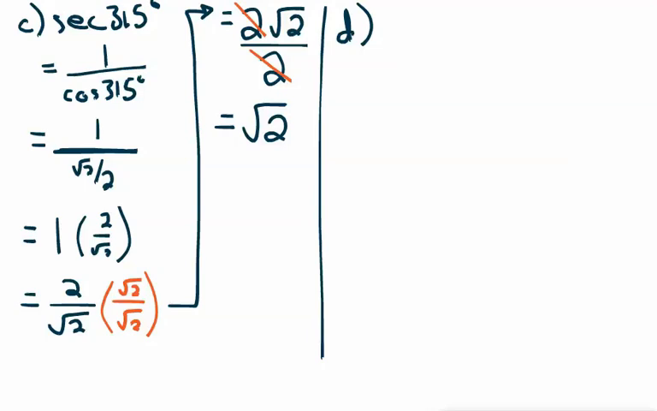D complicates things even more. Cotangent of 270. Now not only do we have a function, the cotangent, that isn't in the table, we also have an angle that isn't in the table. Well, if we treat it the same as we treated C to begin with, cotangent of 270 would actually be 1 over tangent of 270.